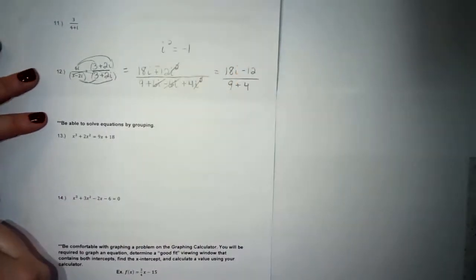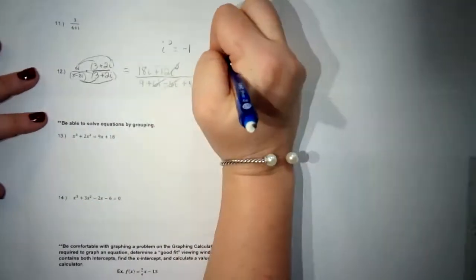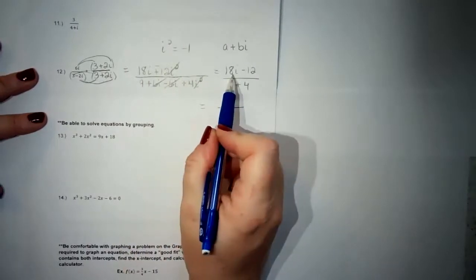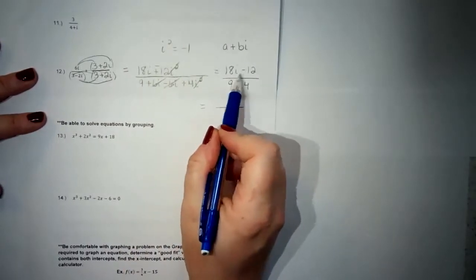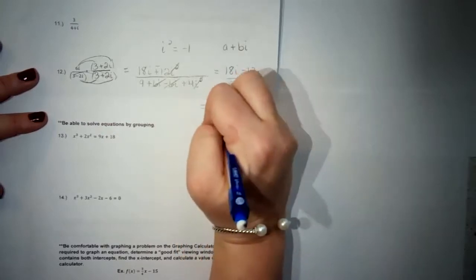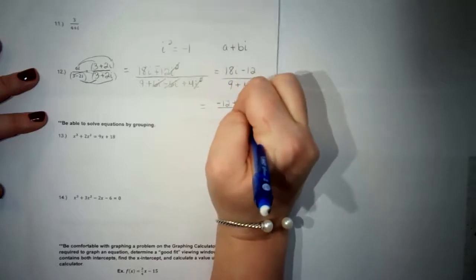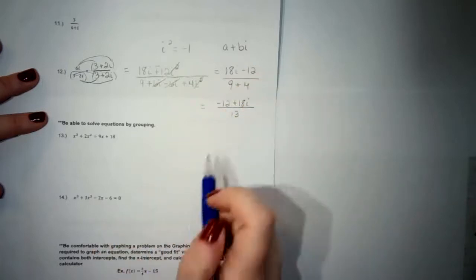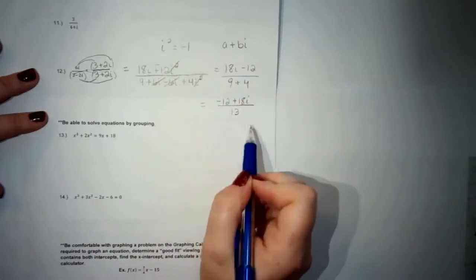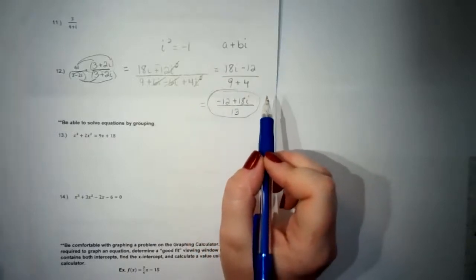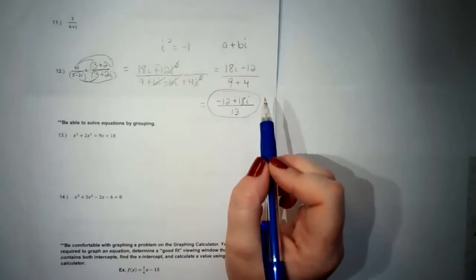Okay, we still have some work to do. First of all, let's look at the numerator. I need it in this form, a plus bi. I'm not in that form. I need the i in the back. So even though I can't really do anything with this, I need to rearrange it. I need it to be negative 12 plus 18i. Okay? And then in the bottom, I have a 13. Can I reduce this in any way? No.